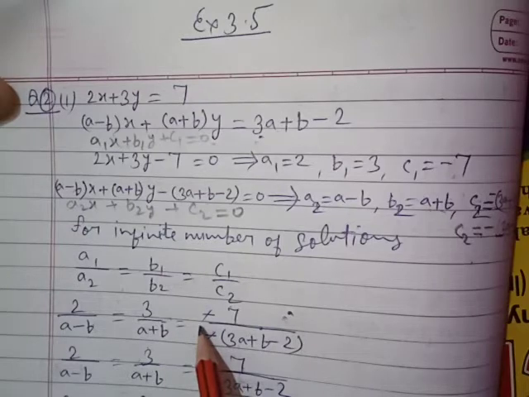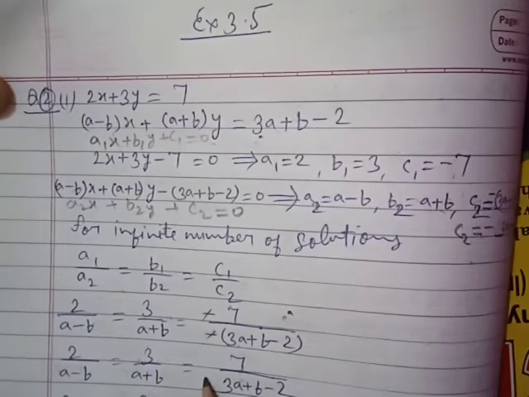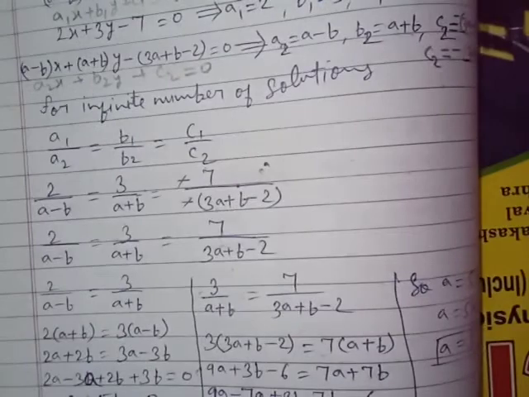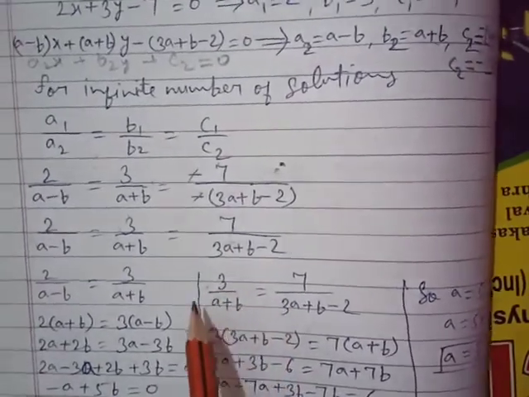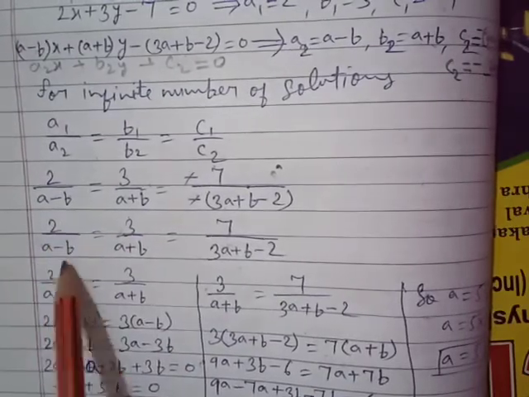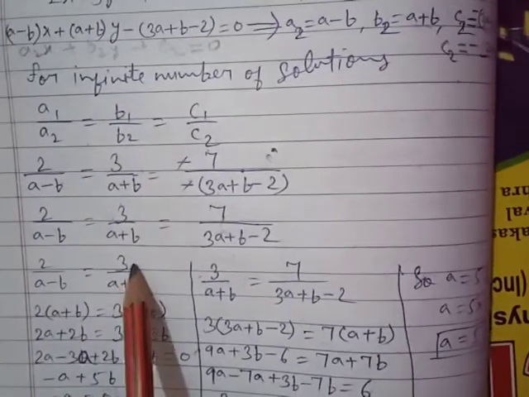Minus minus will cancel out, so it will remain 2 upon a minus b, 3 upon a plus b equal to 7 upon 3a plus b minus 2. Now compare first these two terms. 2 upon a minus b equal to 3 upon a plus b.